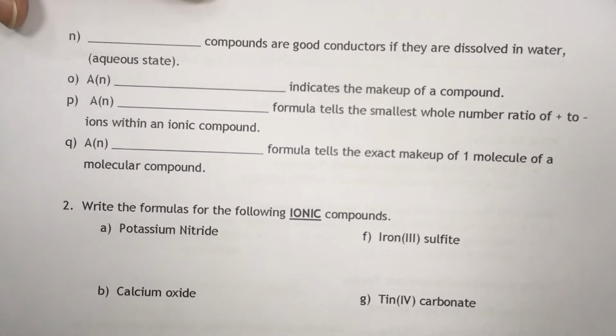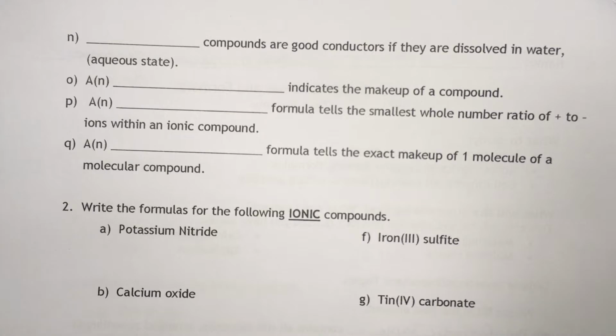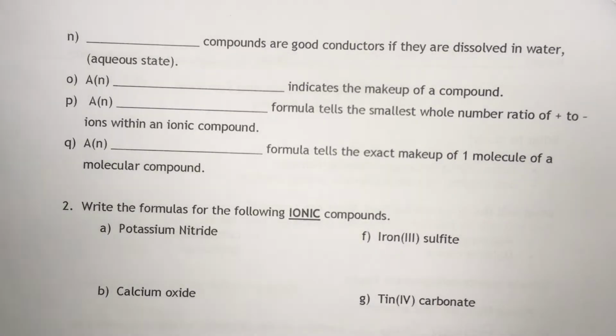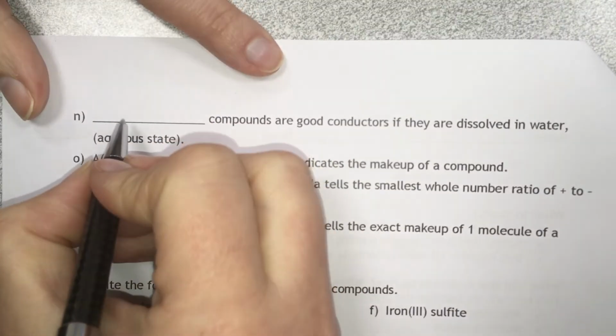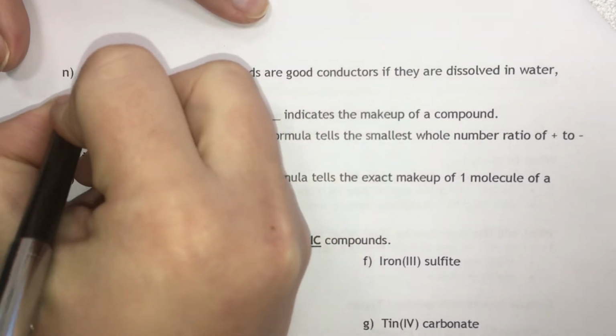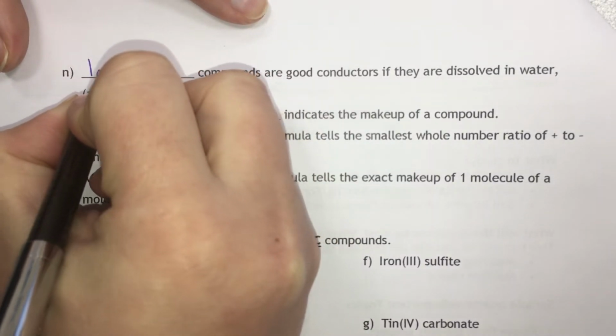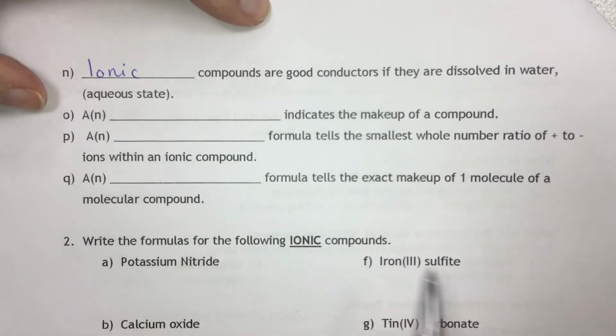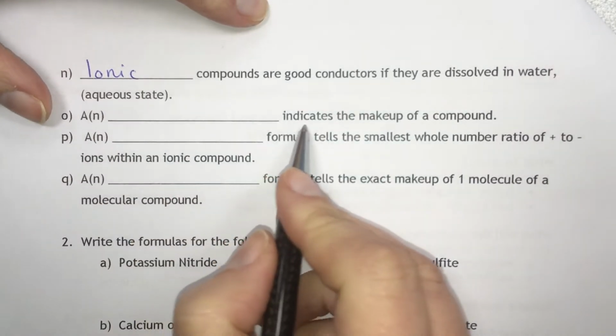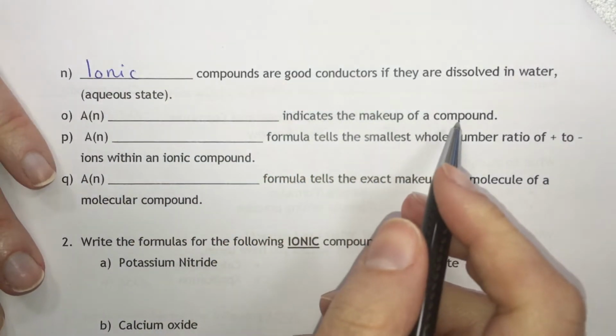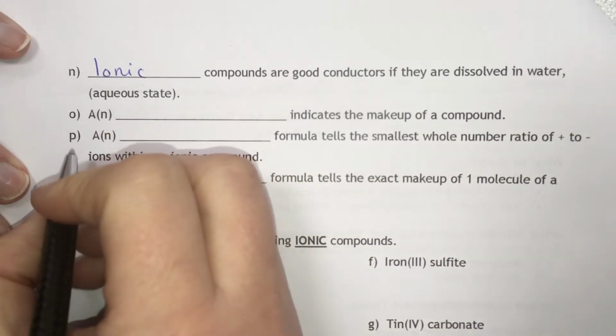All right, N, blank compounds are good conductors if they are dissolved in water. So this is the aqueous and this is ionic compounds. We saw this in a lab. O, a blank indicates the makeup of a compound. So that's the chemical formula.